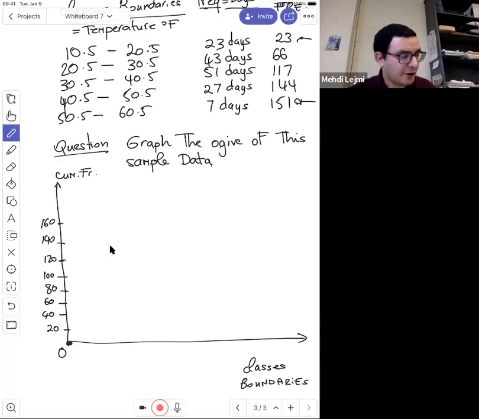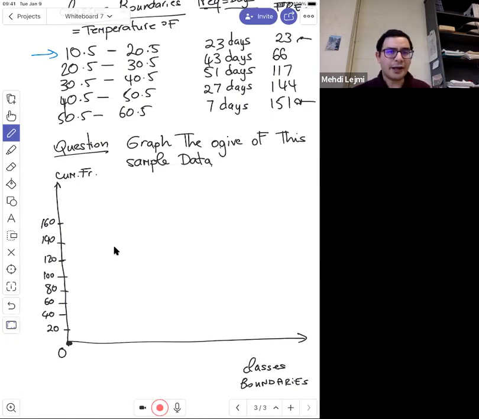So I don't know if you're done with the graph, but let me just go over this again. We're gonna start with the class boundaries. Of course, the first lower boundary is 10.5, right? Yanin, you're saying the graph looks like a mountain? Yes, that's true. So the lower boundary of the first class is 10.5.